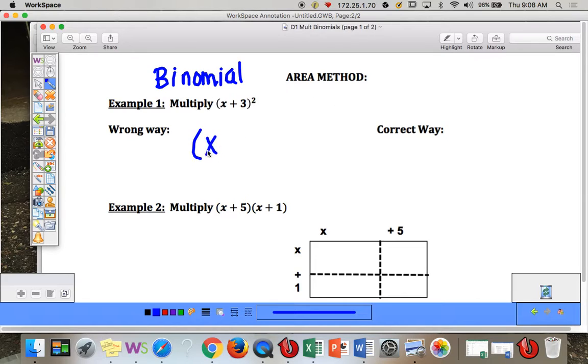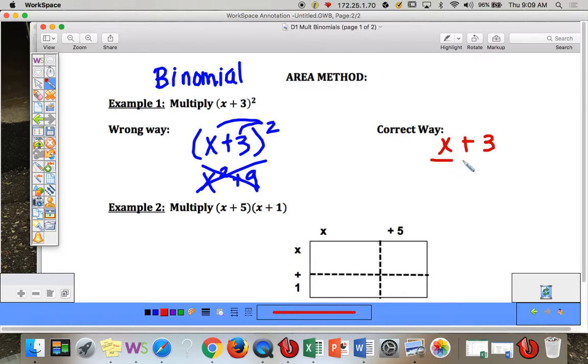The wrong way is to take your x plus 3 and distribute the squared. You could do that if there is no plus right here, but since there's a plus and you have two terms, you cannot distribute the squared. This would not be the right answer. The correct way is we could use that area model. This means x plus 3 times x plus 3, and find the area of each rectangle and add them together.